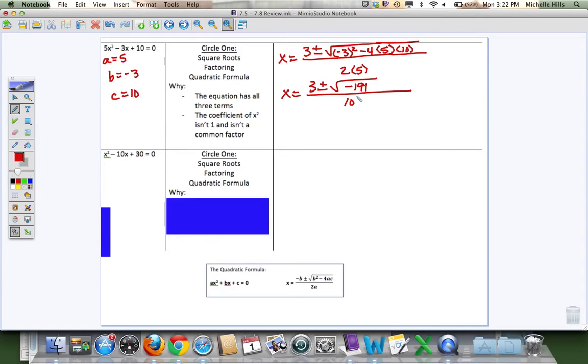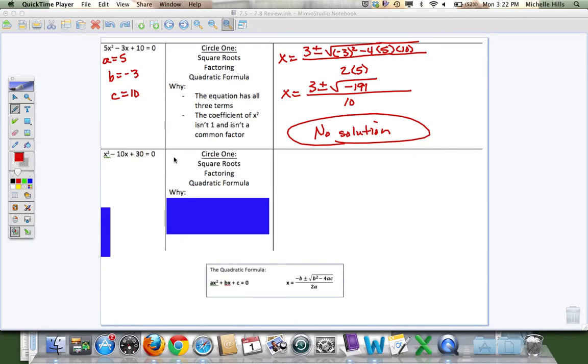In the real number system that we're working with this year, you cannot take the square root of a negative number. So this is no solution, which means if I graphed this equation, this parabola would never cross the x-axis. I'd get a parabola, but it just wouldn't cross the x-axis.